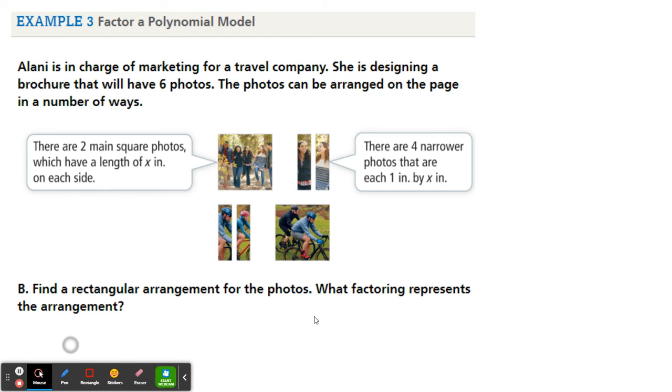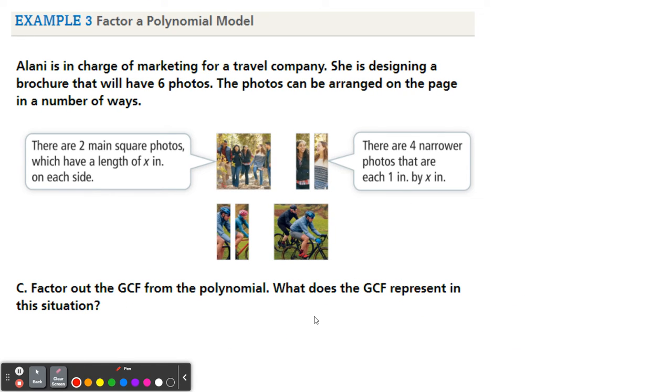Okay, great. Next, it says, now factor out the GCF from the polynomial. What does the GCF represent in the situation? So what we're trying to do here is go back to that first problem, part A, where the total area was 2x squared plus 4x. And they want us to factor out the GCF. If you look at the big numbers, I believe we can take out a 2. So our GCF is going to involve a 2. And you take out the biggest number of x's that they both have, which would be x to the first. This is your GCF.